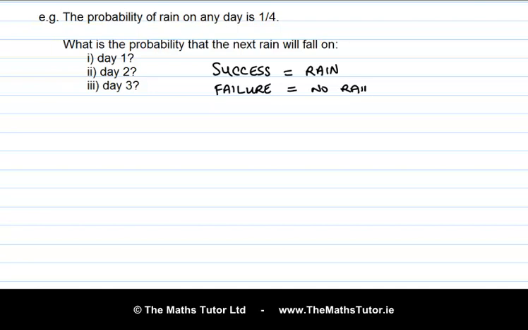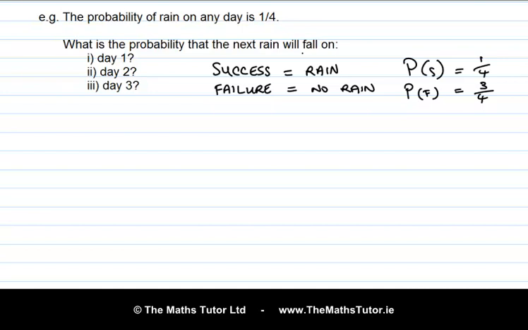The probability of success in this case is a quarter. And the probability of failure is 3/4. If we have two events and one of them must happen, then their total probability must add up to 1. So if the probability of rain is a quarter, then the probability of failure is 3/4. Now what is the probability the next rain will fall on day 1, day 2, or day 3? We could explore this using a tree diagram, but now that we're a bit more comfortable with it, we don't really need to do that.